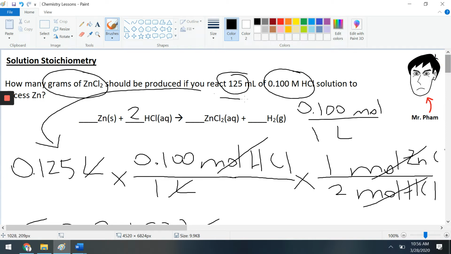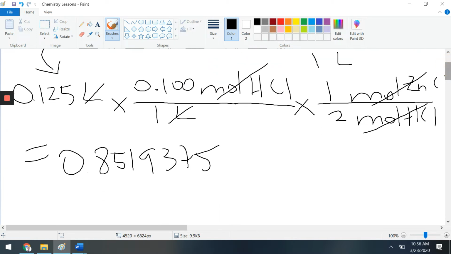Okay, so 125 is 3 sig figs. That's a measured number. The 0.100 molar, that's 3 sig figs, also a measured number. Since we're multiplying, you need 3 sig figs at the end. So I'm going to keep the 80, the 851 is the cutoff point. So that 9 is greater than 5, so you're going to round it.